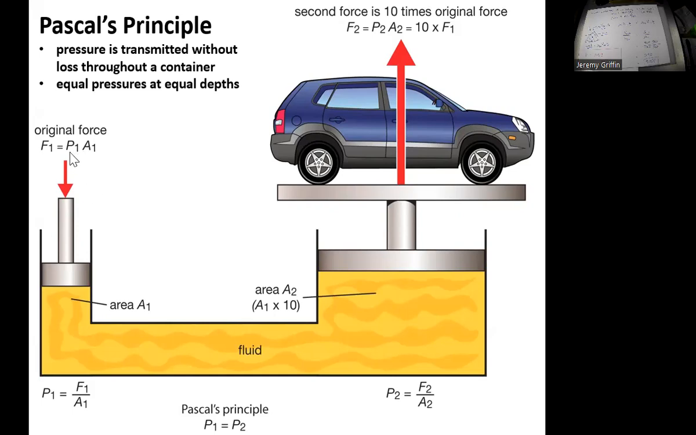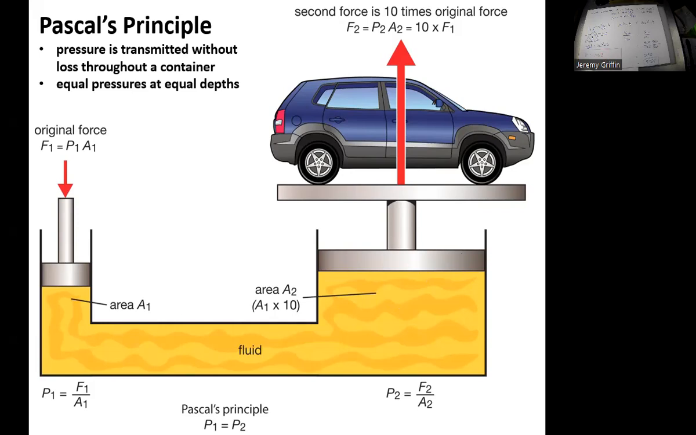If you have a very small force on the left side acting over a very small area, that corresponds to some pressure on the left side. That could be equal to the pressure on the right side with that large area. So the same pressure times a large area corresponds to a large force. You can magnify your strength by a factor of 10 if you have 10 times the area. If the areas of these two pistons are 10 to 1, you magnify your strength by a factor of 10.